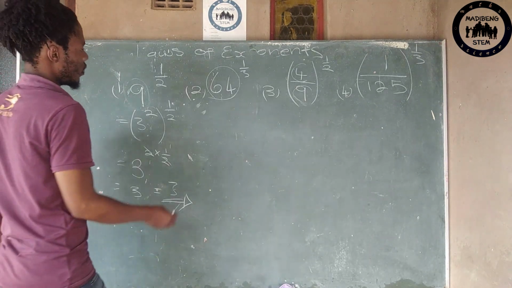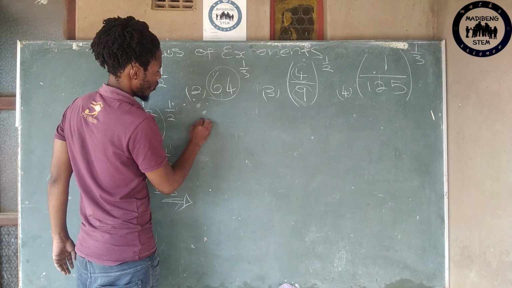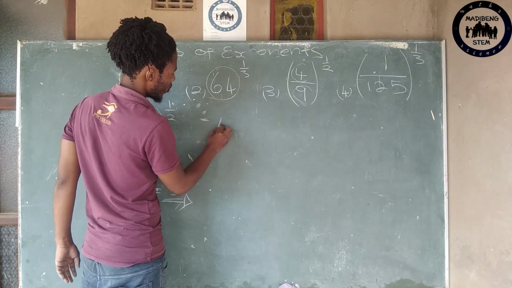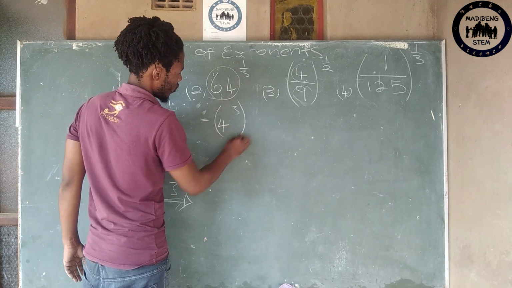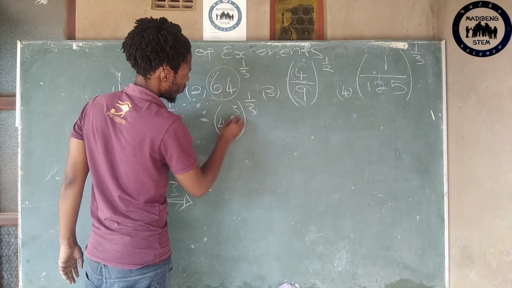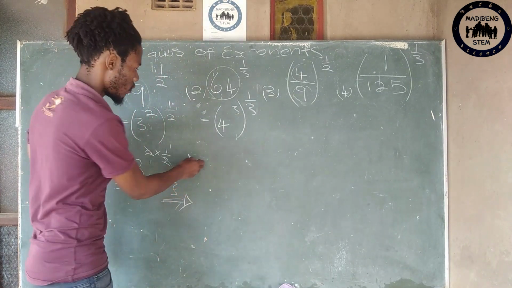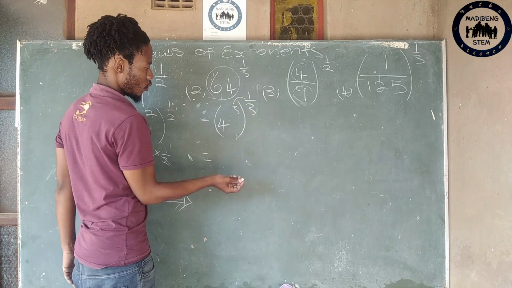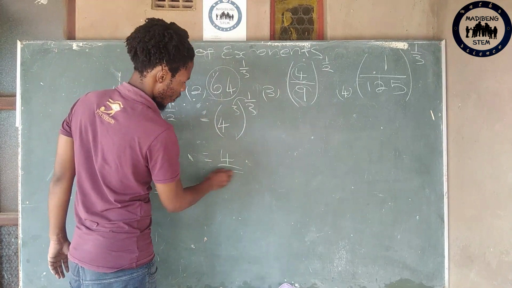4 to the power 3 is 64. So you change this to the exponential form. Therefore, you see this one will also give me 1. So the answer here is 4.